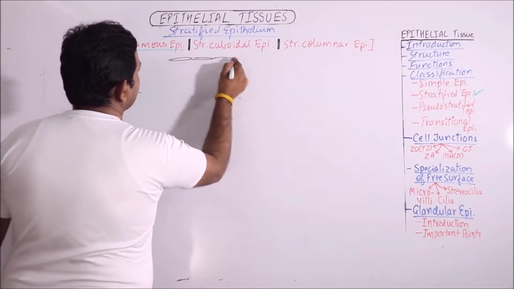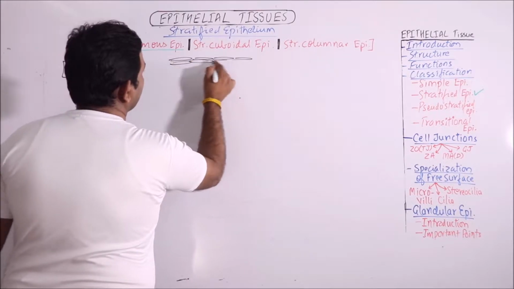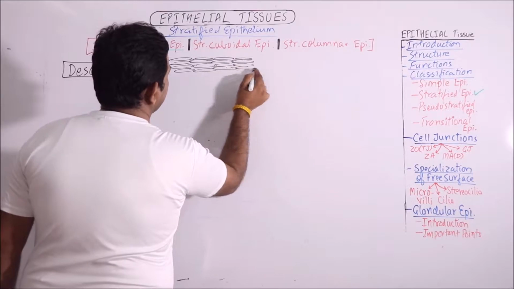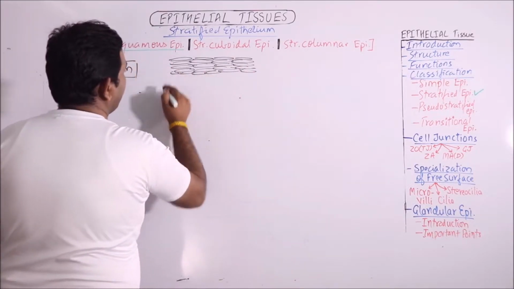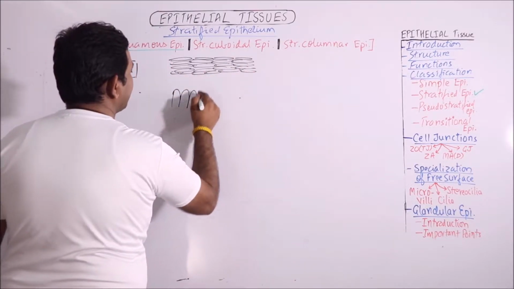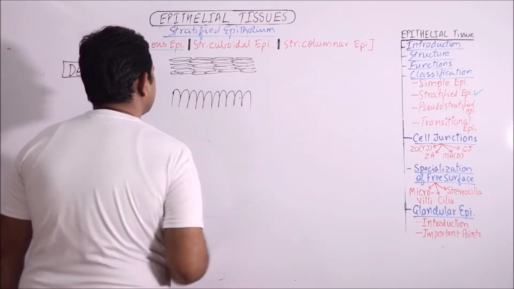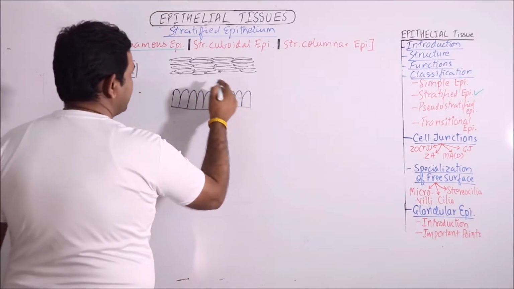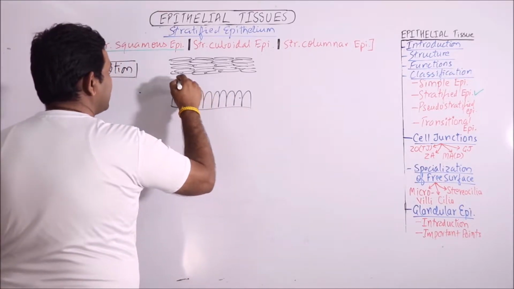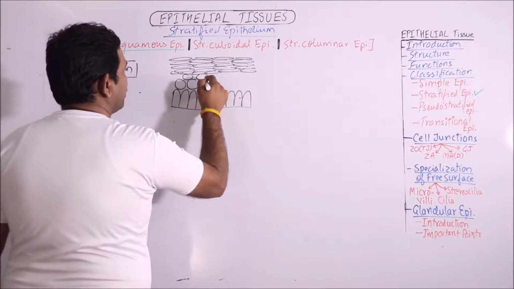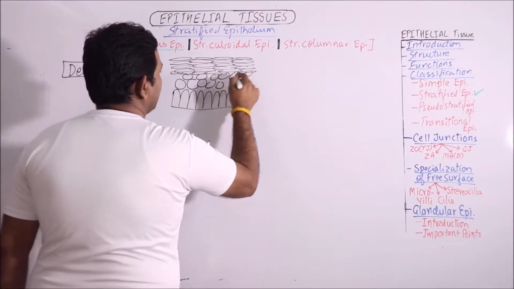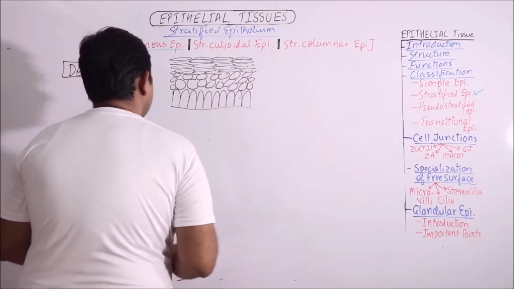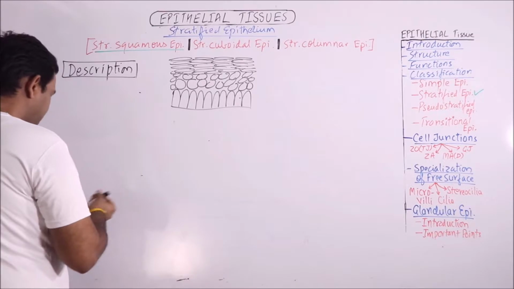Stratified squamous epithelia consists of many layers of flattened cells, that is squamous type of cells, and these basically originate from a basal layer having cuboidal or columnar cells, the cells of which are continuously dividing and giving rise to polyhedral cells in between, which are gradually flattened and finally form the stratified squamous epithelia.